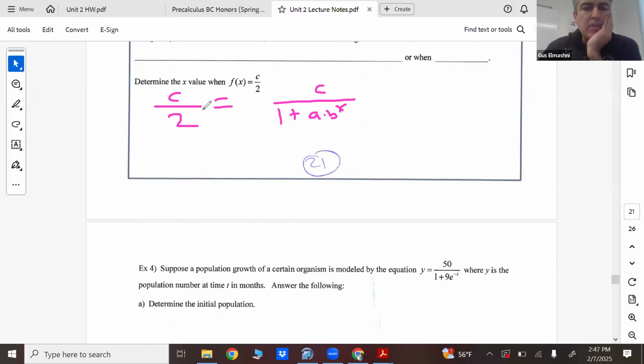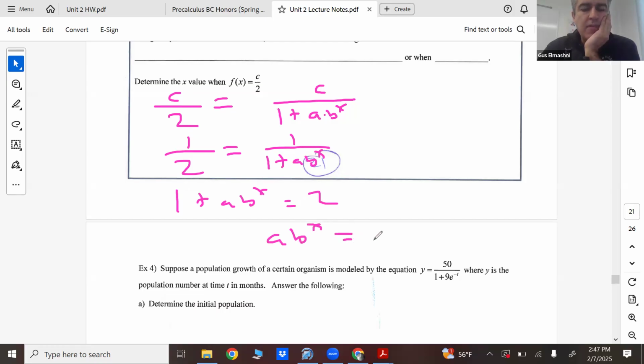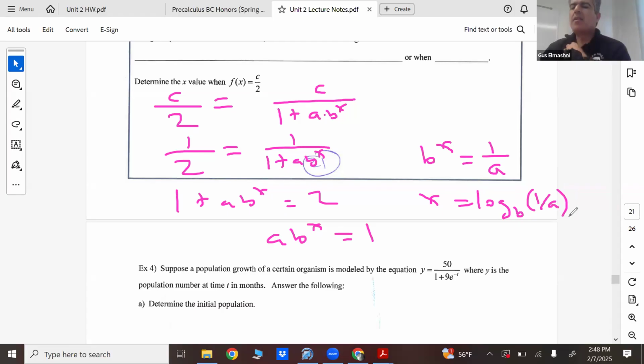So the C's cancel on each side. You get this. If I cross multiply, I get this. If I subtract 1, I get this. So b to the x equals 0.1 over a. Well, that would just be a then. X equals 0? No, I don't think so. It was one. I think it would just be that. No, if x is 0, then you just get a. That wouldn't be true.